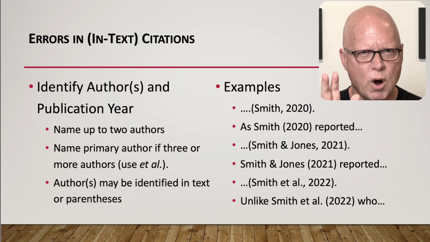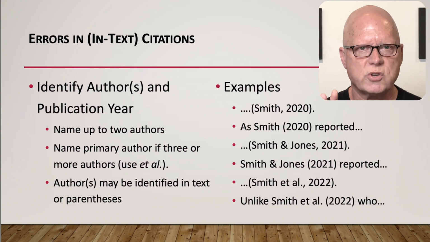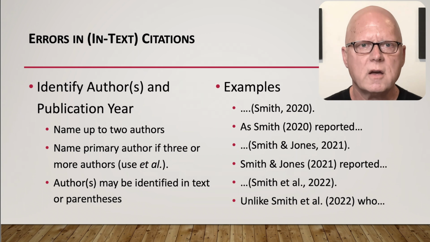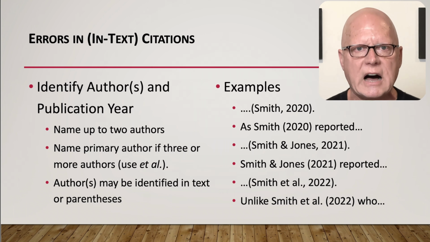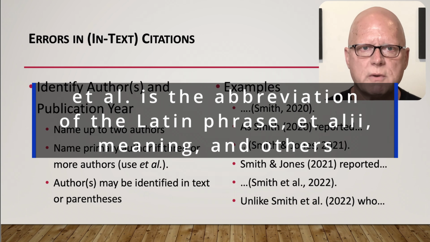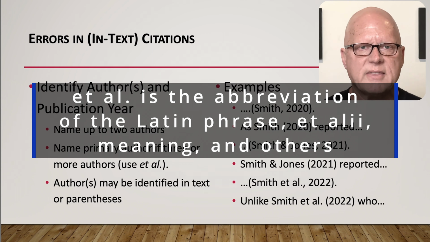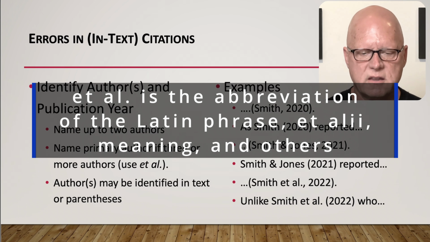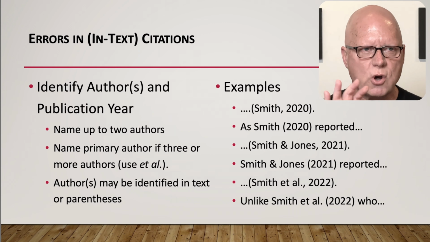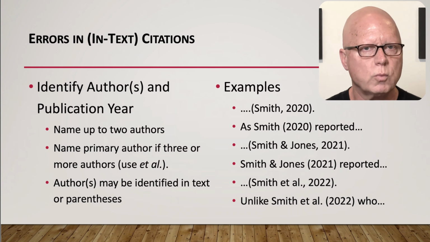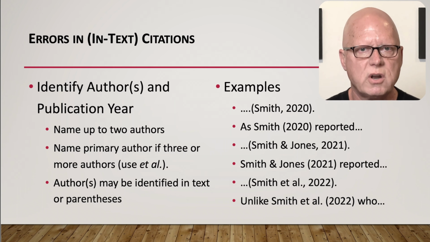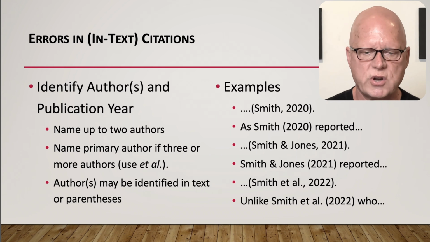If 3 or more authors contributed to the sourced document, name the primary author, the first one, and then use et al., which is an abbreviation of the Latin phrase et alii, meaning and others. And note that the et al. abbreviation has a period to indicate the abbreviation. These authors can be identified either within the parenthetical citation or within the text of your document.